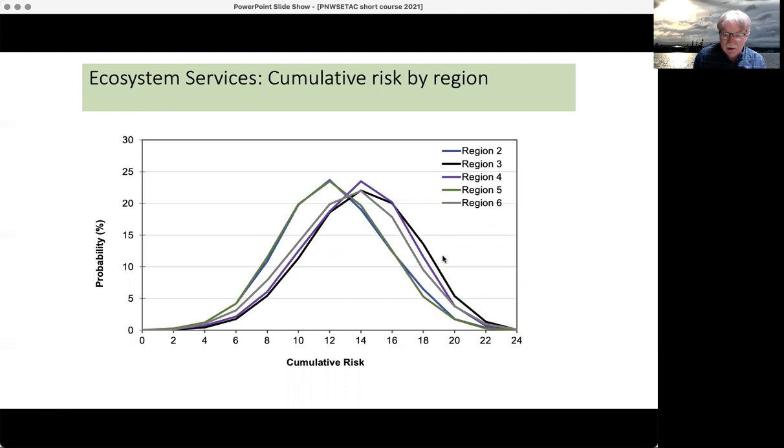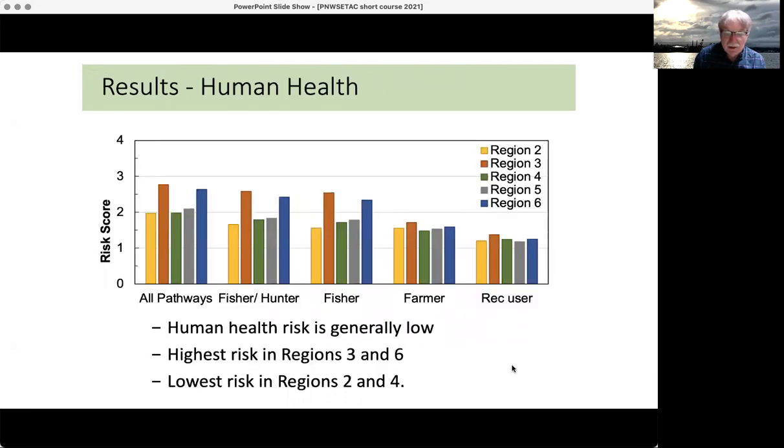And you'll actually see that region 5 is at a lower average cumulative risk, and the tails do overlap quite a bit. And so it's region 5 and region 2. If you just look at human health, you'll actually see that it's regions 3 and 6, from all pathways, that have the higher risk score. It's still not very high, but the highest risk is regions 3 and 6 for human health. Human health is generally low.